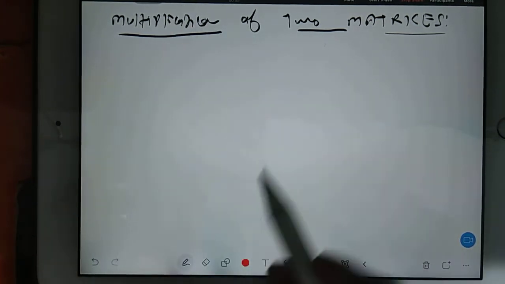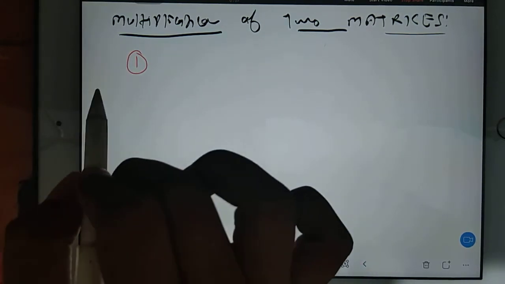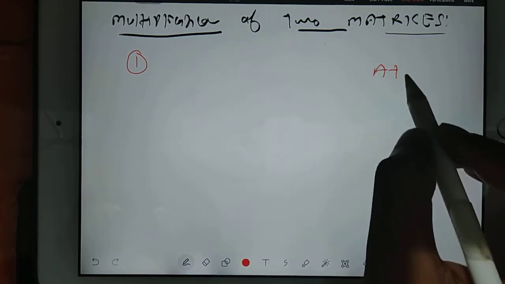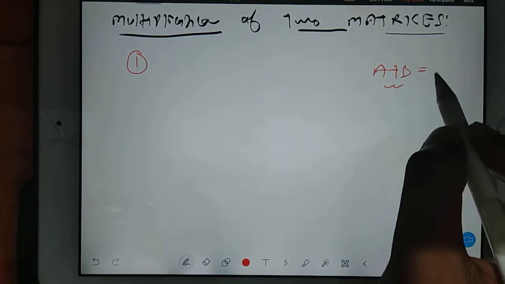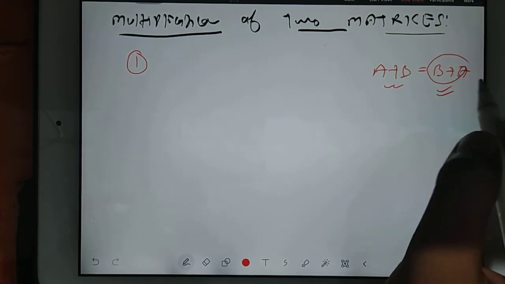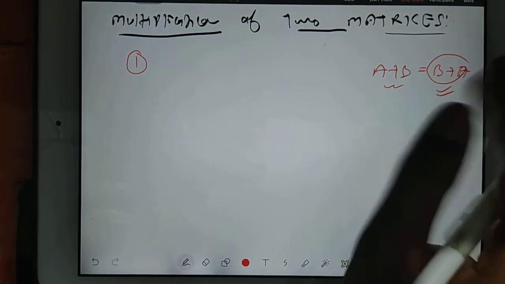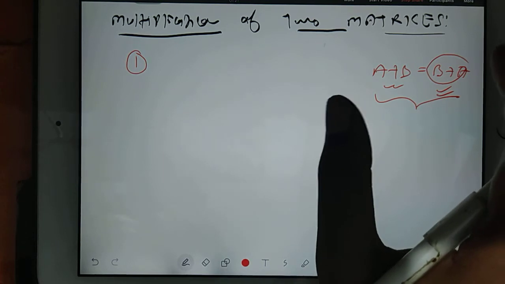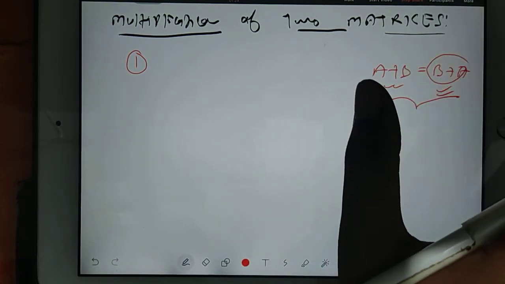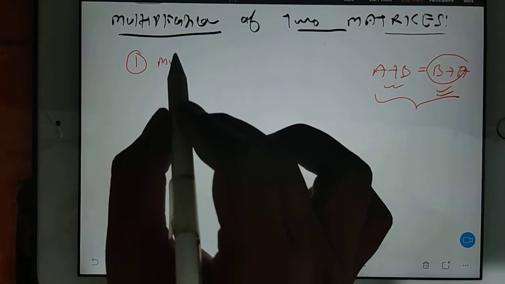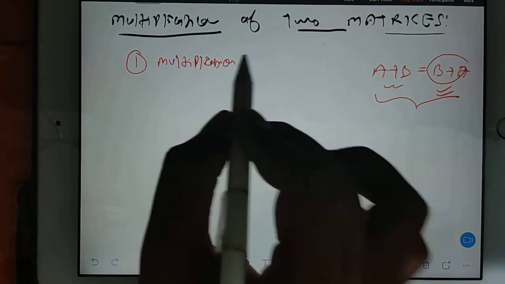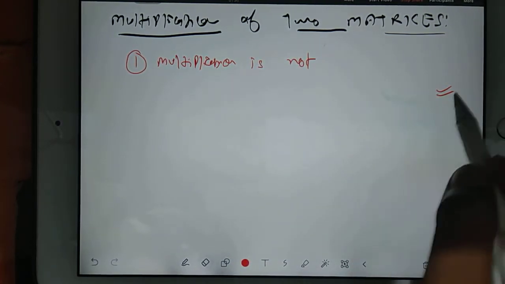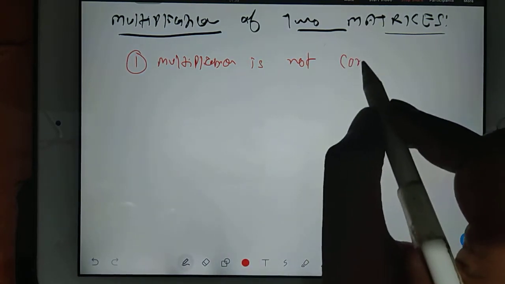Okay, so one thing, when I was teaching addition, I taught that if A plus B exists, then it will also be equal to B plus A. It means this will also exist. But in case of matrices, does the commutative law have to be followed? No, not at all. It's not like that. So you have to write here, first thing, multiplication is not commutative. Guys, these words are actually important.